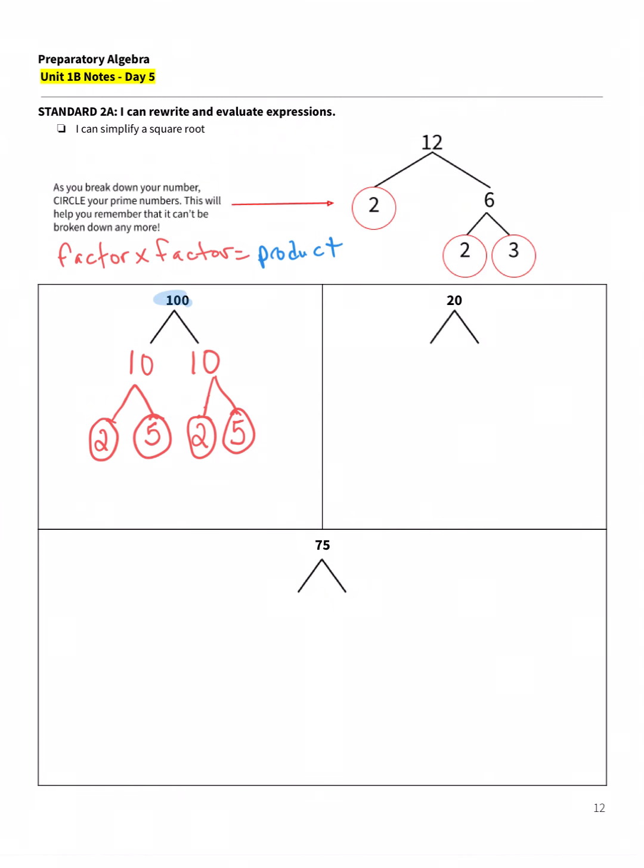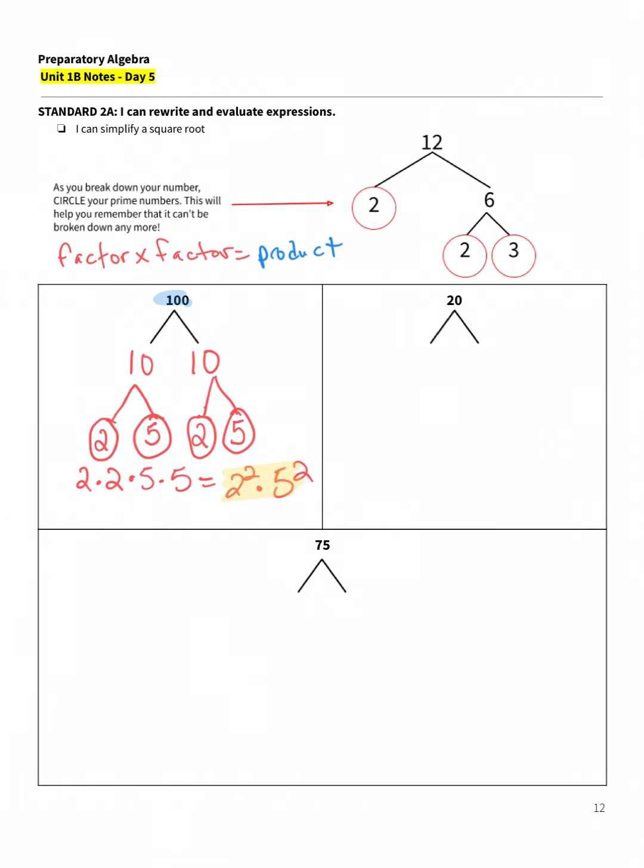And then I will write it as prime factorization. So I look here and I see, okay, I have a 2. Do I have any more 2's? Yes. So I have 2 times 2, and then I have 2 5's, times 5 times 5, and that is equal to 2 squared times 5 squared. Okay, 2 times 2 is 2 squared. 5 times 5 is 5 squared. So the prime factorization of 100 is 2 squared times 5 squared.